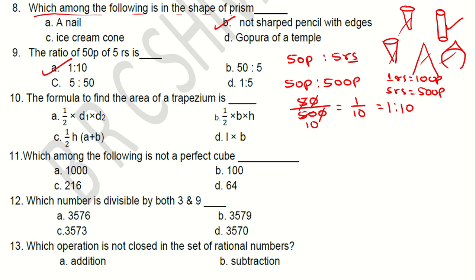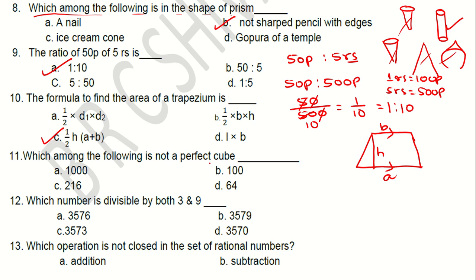The formula to find the area of the trapezium. In a trapezium there is one pair of parallel sides. Therefore we write this as half into h, taking this as h, this as a and this as b. Therefore half into h into (a plus b) is the area of the trapezium.